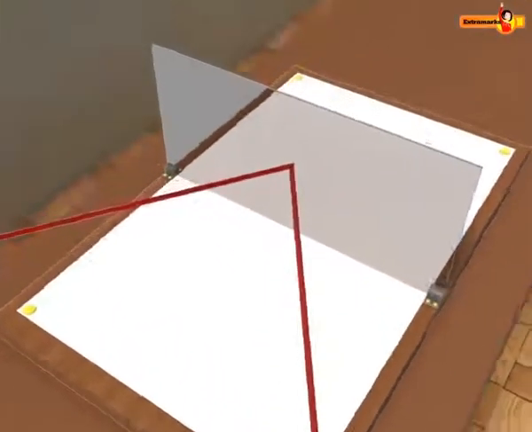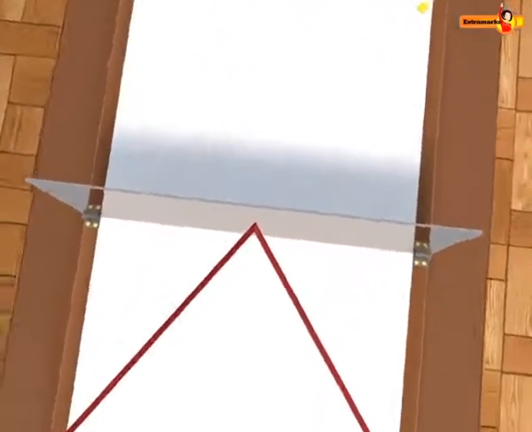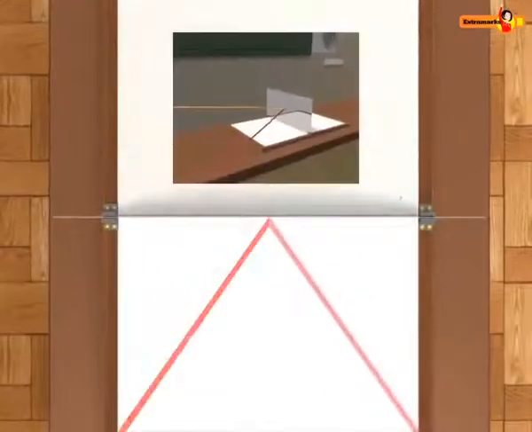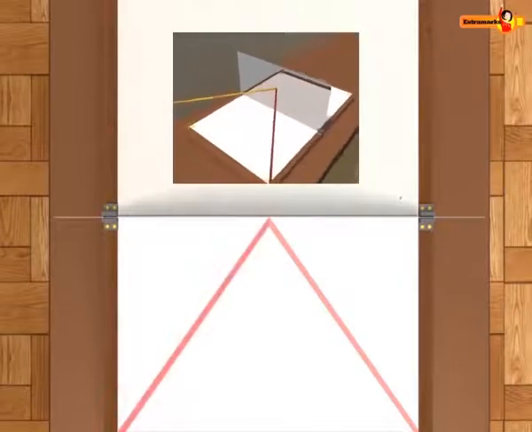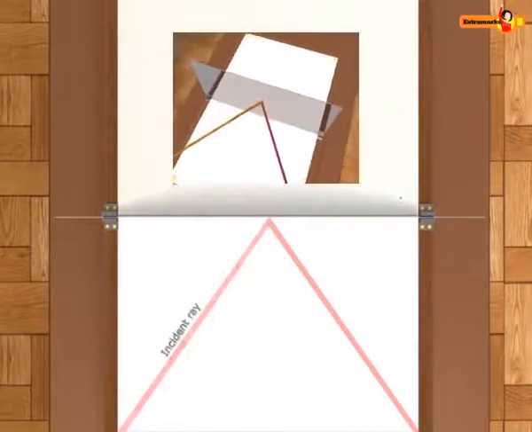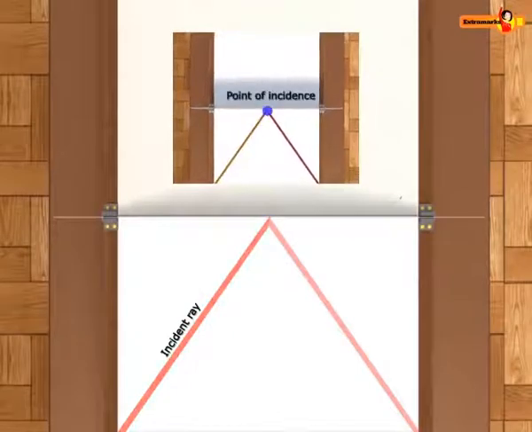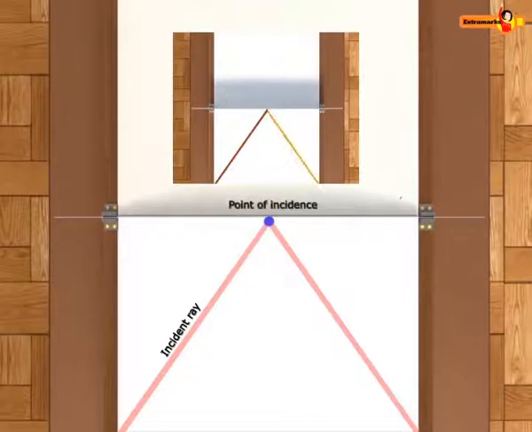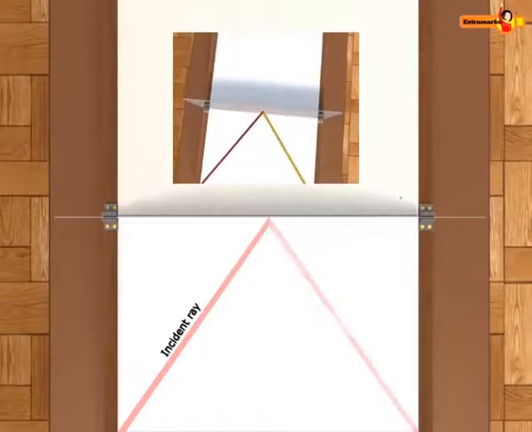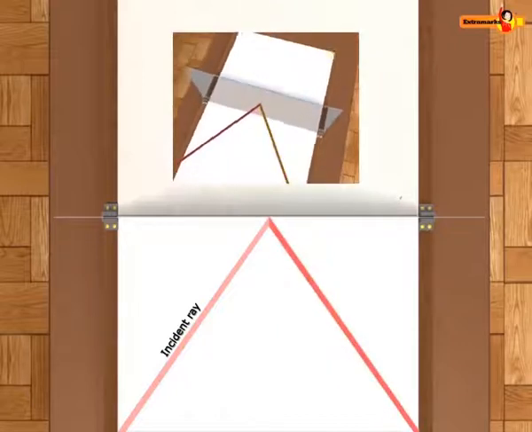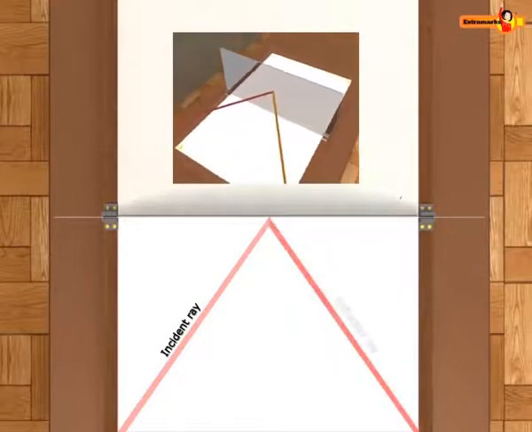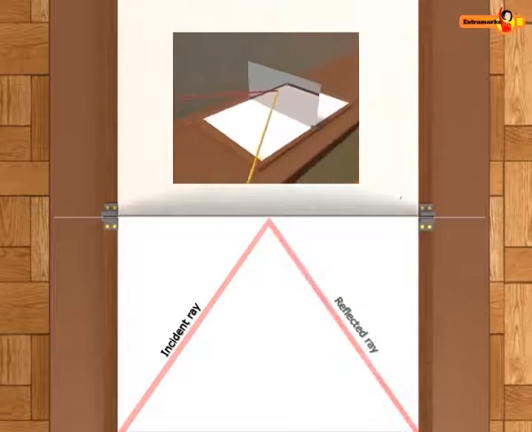Terms related to reflection. The light ray coming from the source which strikes the reflecting surface is called the incident ray. The point at which the incident ray strikes the reflecting surface is called the point of incidence. The light ray which goes back into the same medium after reflection is called the reflected ray.